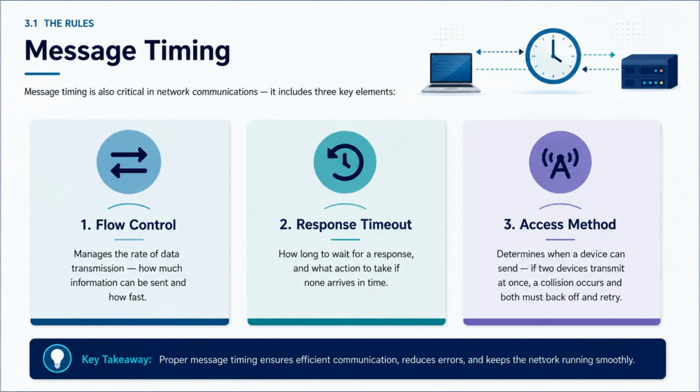3 parts to message timing: flow control, how much and how fast data moves; response timeout, how long to wait before giving up; and access method, who gets to transmit and what happens on a collision. Both devices back off and retry. Real-world analogy: talking over each other on a call.